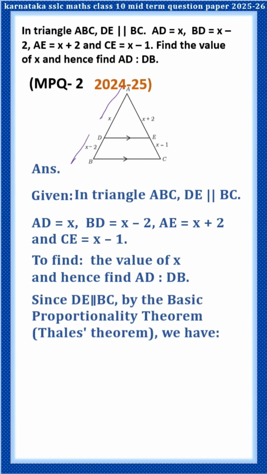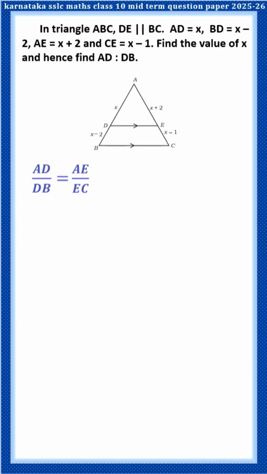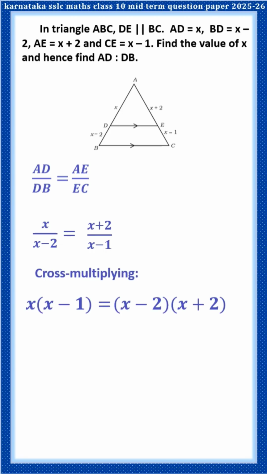Since DE is parallel to BC, by basic proportionality theorem we have AD by DB is equal to AE by EC. Now let us substitute the values, then cross multiply, you'll get like this. Then after multiplying, x square minus x is equal to x square minus 4. X square in LHS, x square in RHS get cancelled. Minus x is equal to minus 4. So x is equal to 4.